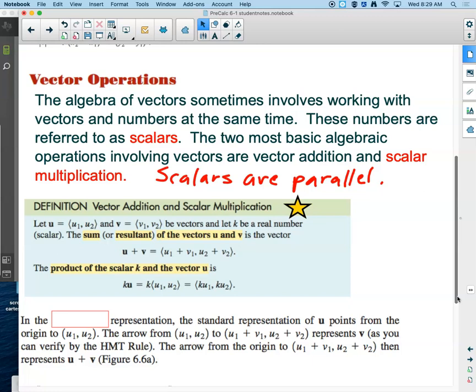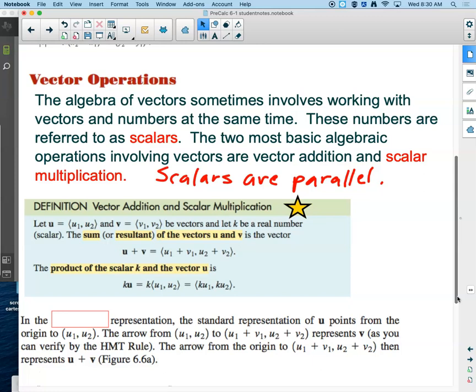So definition, vector addition and scalar multiplication. This will not be shocking. It says if you have a vector in component form, u sub 1, u sub 2, and another vector in component form, v sub 1, v sub 2, and let k be some real number, a scalar. So the sum or resultant, usually with vectors we talk about resultant vectors, not sums and those types of things, so resultant vectors.